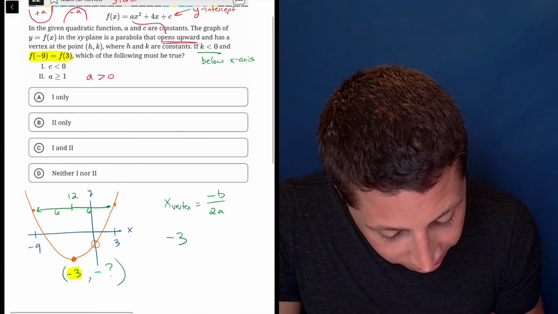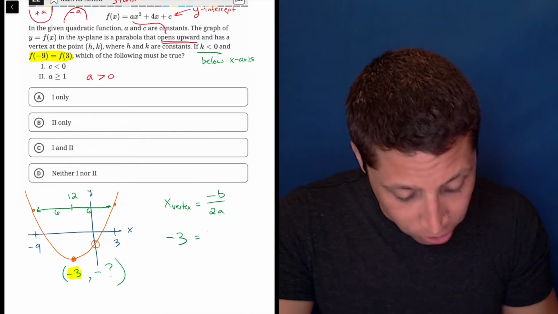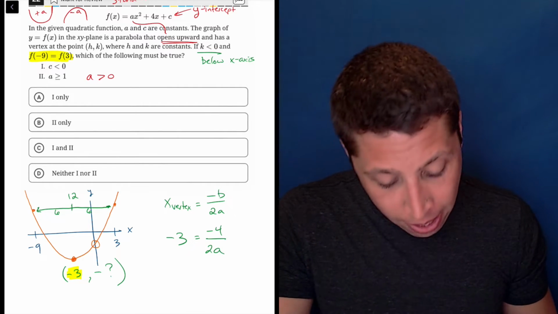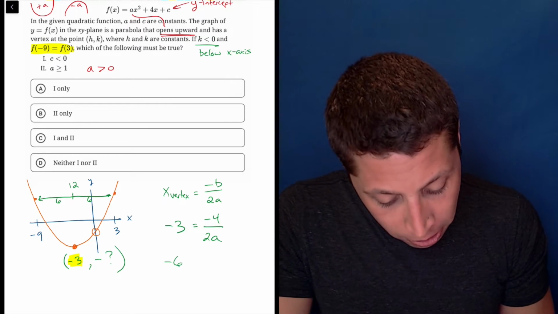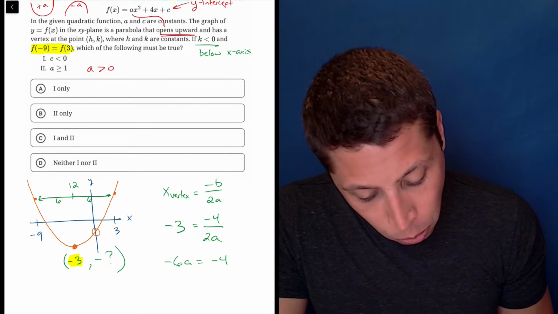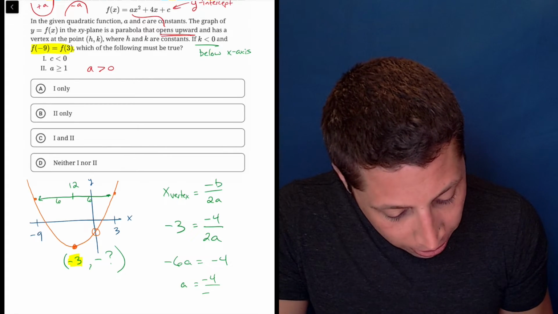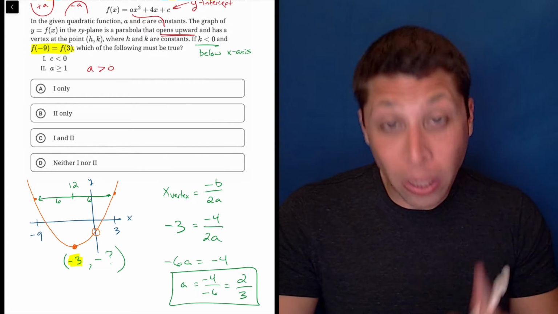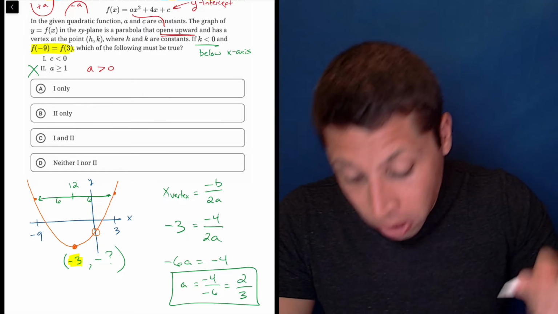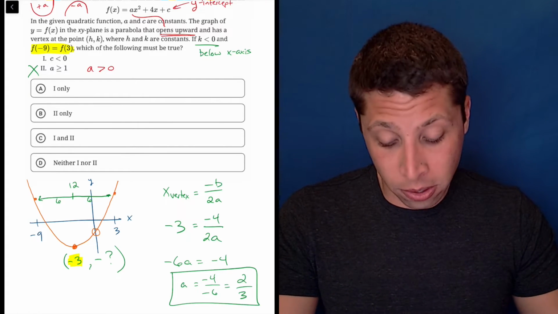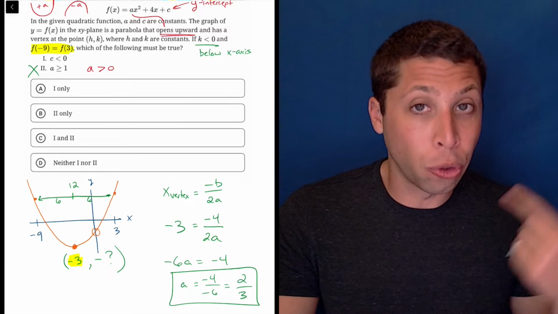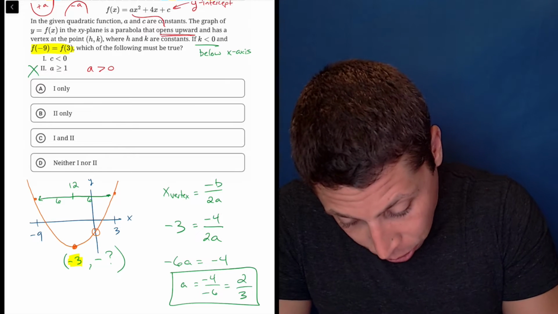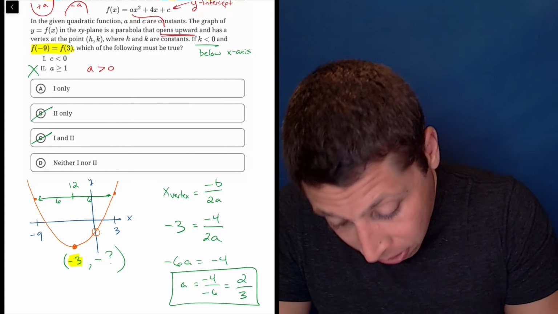The x-coordinate we just said is -3. The b is given to us in the equation, right? That's the one part they gave us. So that's 4, so -4, and then 2 times a. So now it's just a matter of solving for a. There's only one variable. So -6a is equal to -4. Divide by -6. -4 over -6 is 2/3. So wow, that's really helpful because that just disproved number 2. 2/3 is not greater than or equal to 1. So really helpful here. So that at least gets us down to, let's get rid of B, that gets rid of C. So now we're at a 50-50 shot.